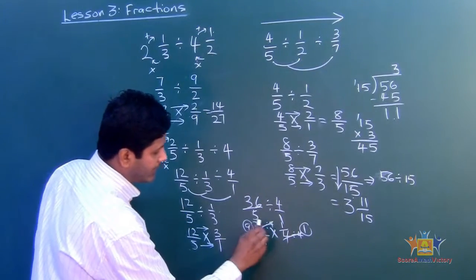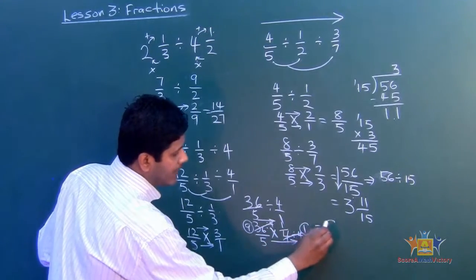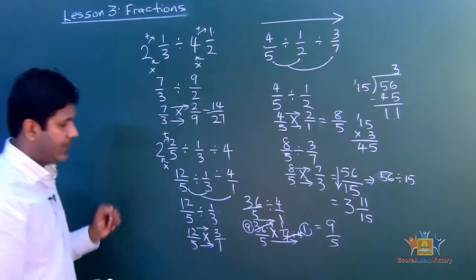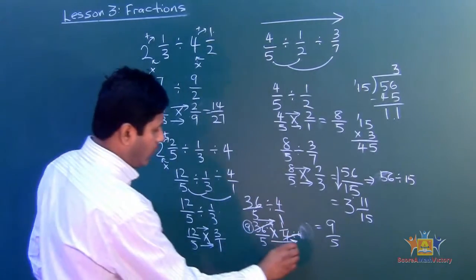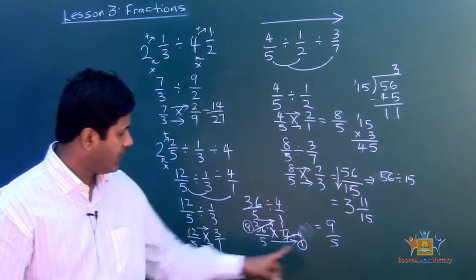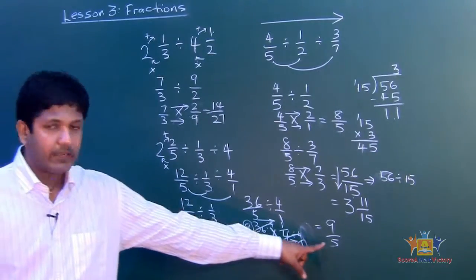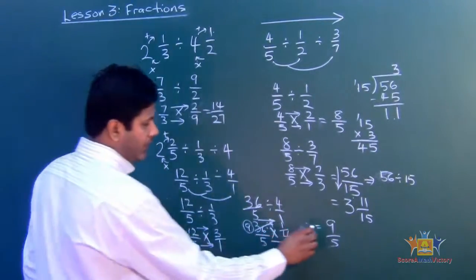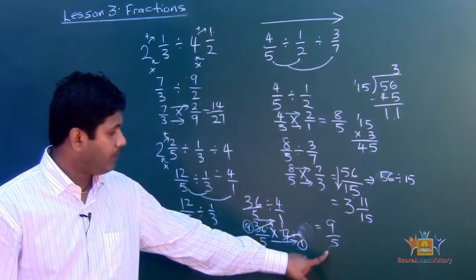So now I can use the double arrow method. 9 times 1 is 9. 5 times 1 is 5. Try to put this on the lower line, so that you won't mix it up. So 5 times 1 is 5, and 9 times 1 is 9. Now that's in the form of an improper fraction.